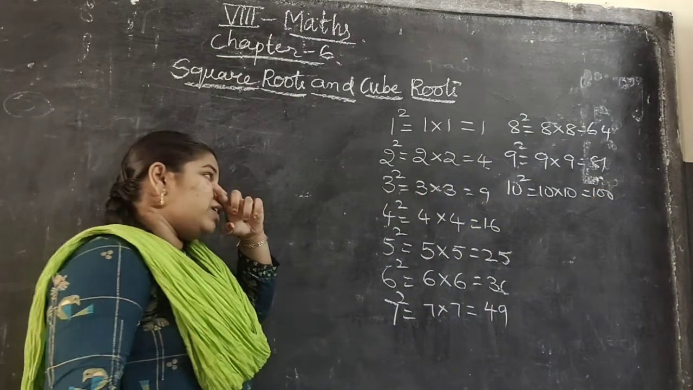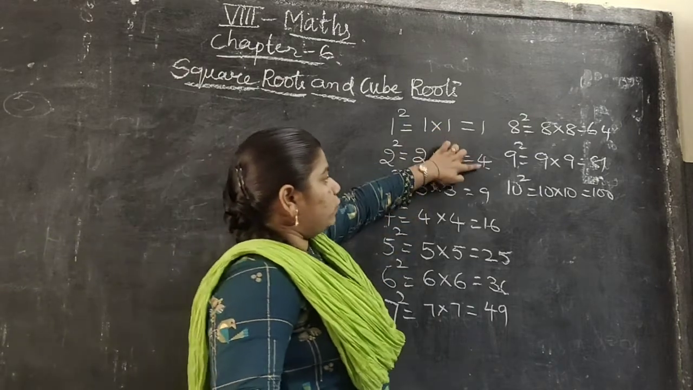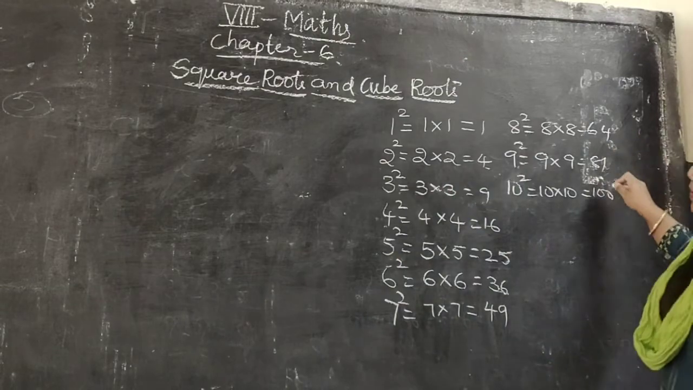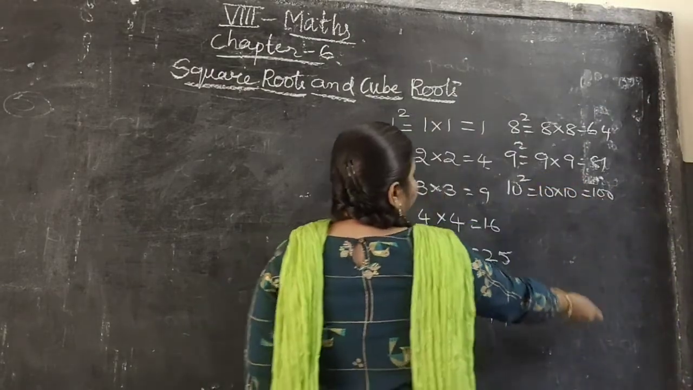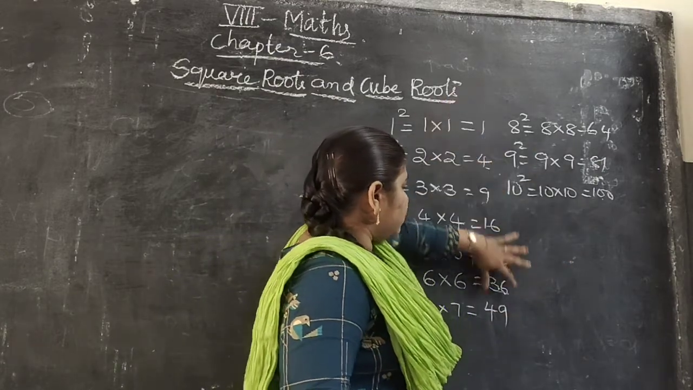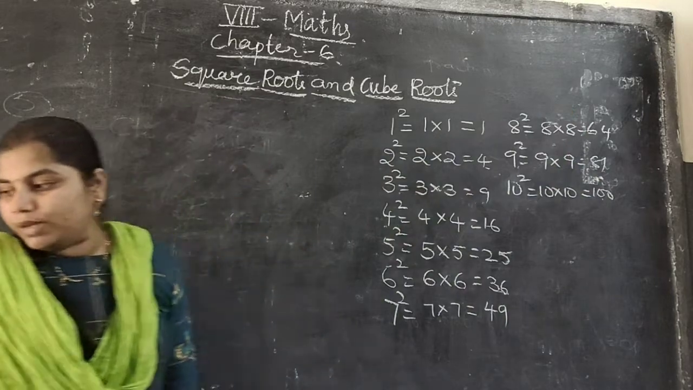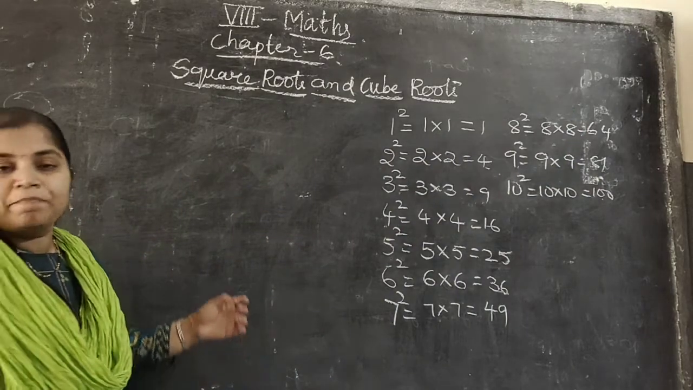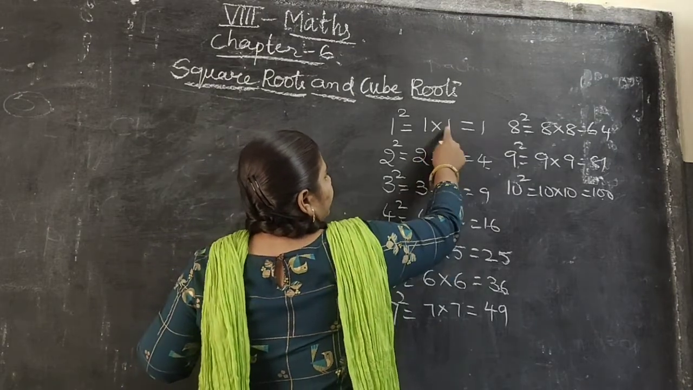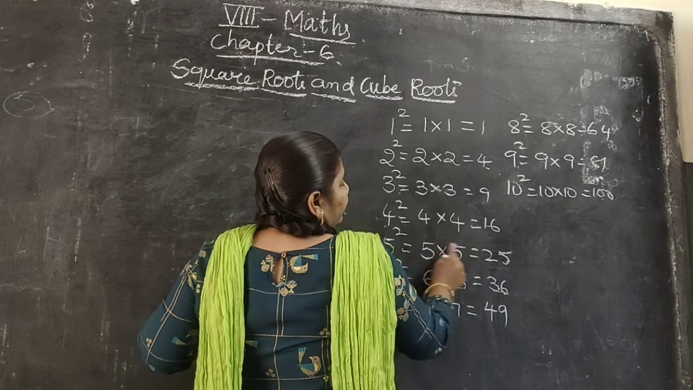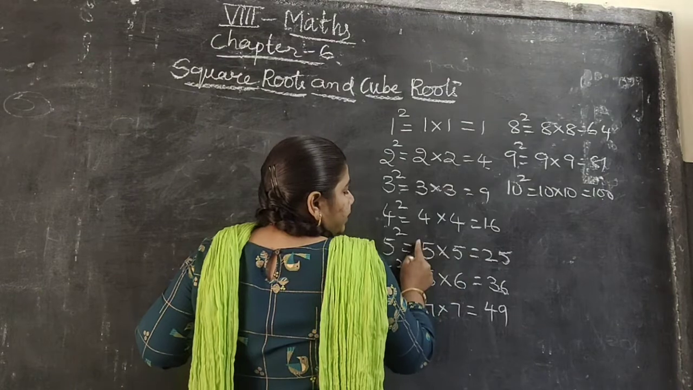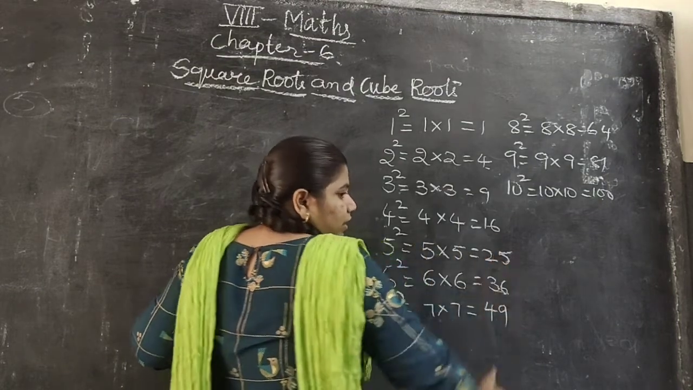So which numbers will we call perfect squares here? 1, 4, 9, 16, 25, 36, 49, 64, 81 and 100 and so on. There are many perfect square numbers, but I wrote the 10 square only here. So this set of numbers we will call perfect squares. What do you mean by perfect square? A perfect square is nothing but a number which can be expressed as the product of two equal factors, like 5 and 5, or 7 and 7. We are multiplying two equal factors here.